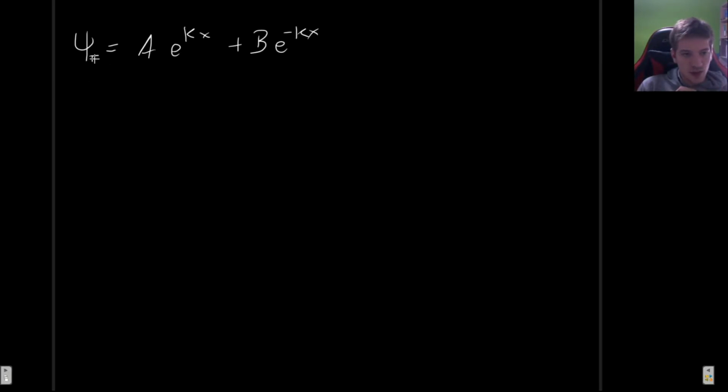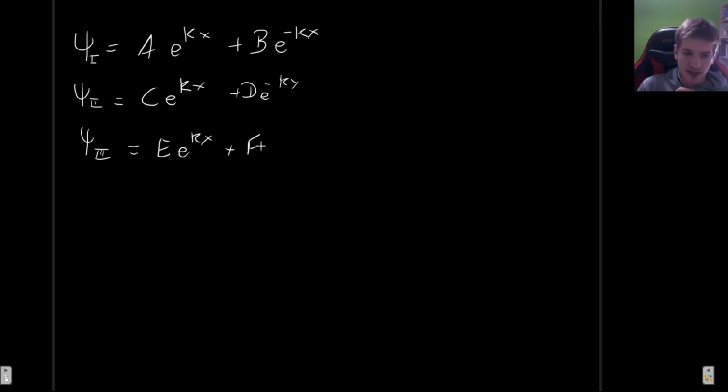So we are going to want to write this 3 times. So psi 1 is going to be that, psi 2 is going to be the same but with different constants, plus D e to the minus kx, and for region 3 we're going to get E e to the kx plus F e to the minus kx. So these are our mathematical solutions.